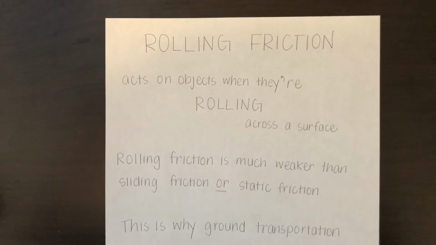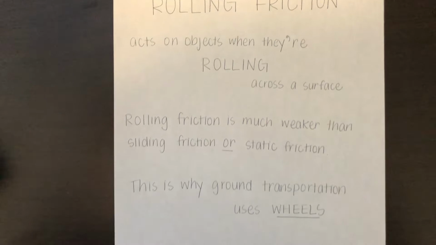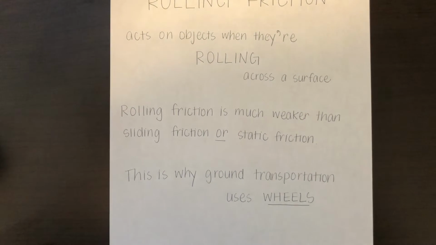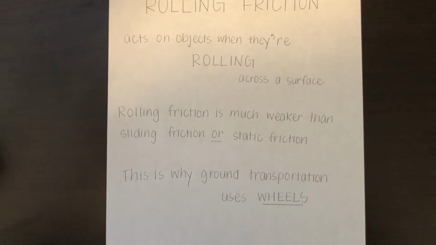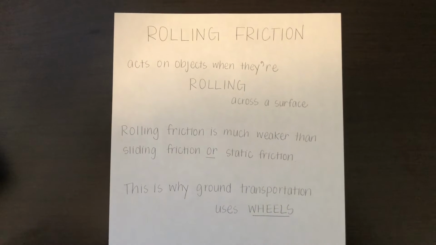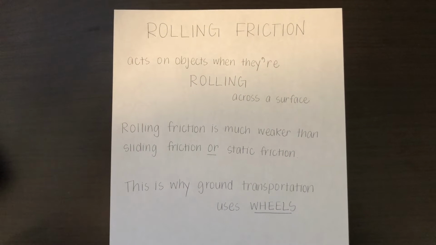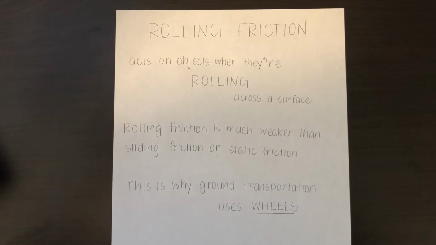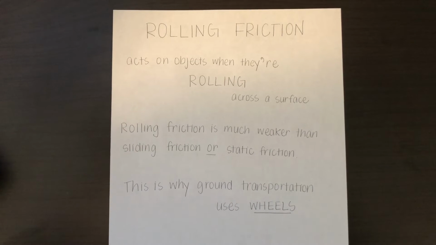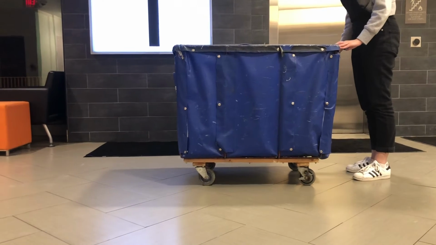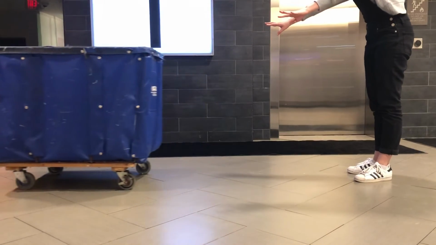Rolling friction acts on objects when they are rolling across a surface. Rolling friction is much weaker than both sliding friction and static friction. This is why ground transportation uses wheels. We have 2 more demonstrations here to show rolling friction. Here, Amber pushes a cart on wheels. In this next demonstration, Amber pushes herself in a wheeled chair.